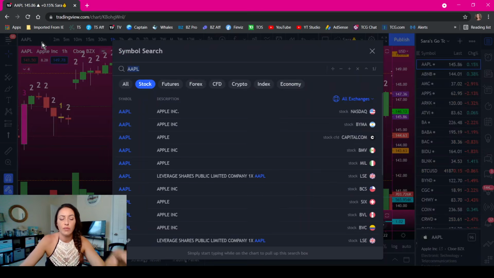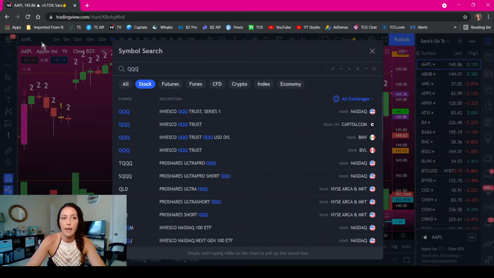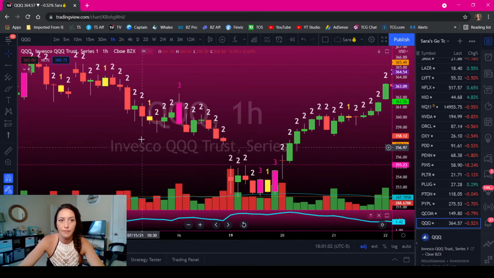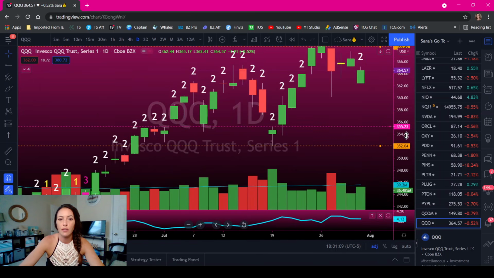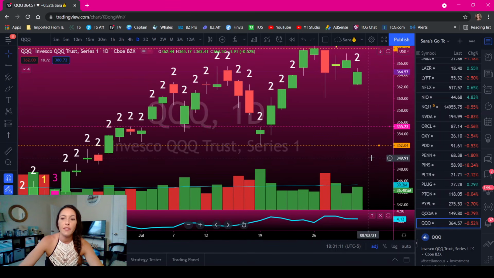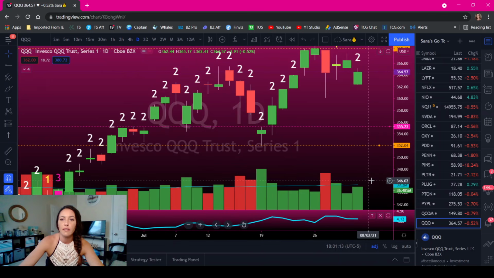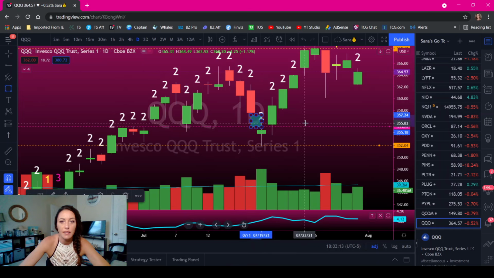Let's go to QQQ. Same thing happened on that very day. So QQQ daily chart. And the other thing is the market just doesn't like holes in it. So most of the time your gaps are going to get filled. Okay, let's do another one. This was the same day as the Apple one.